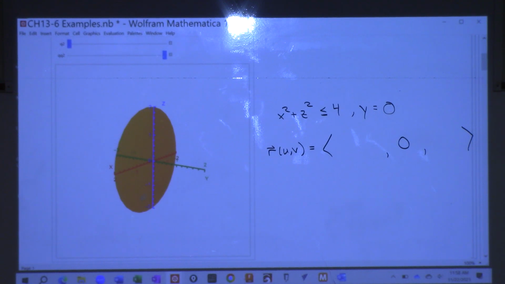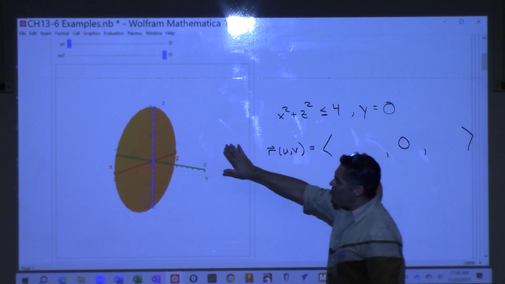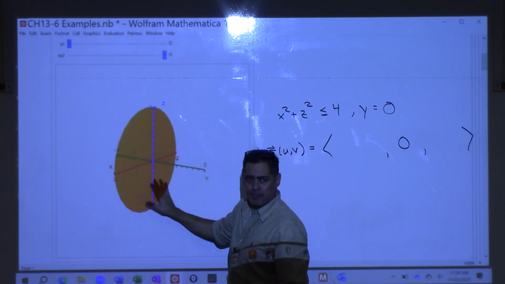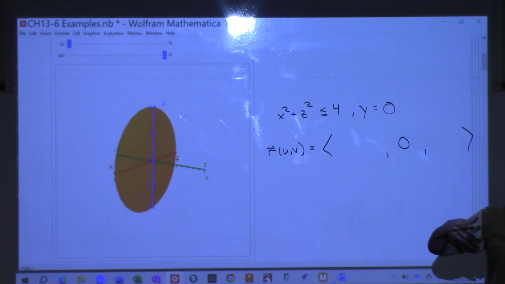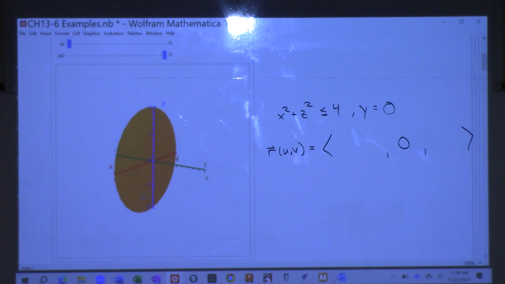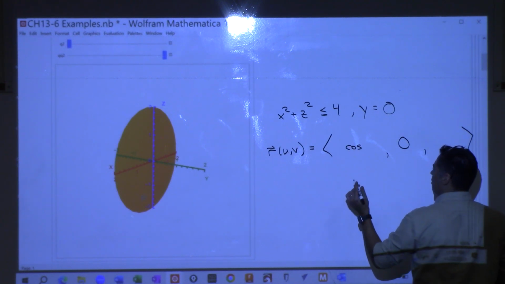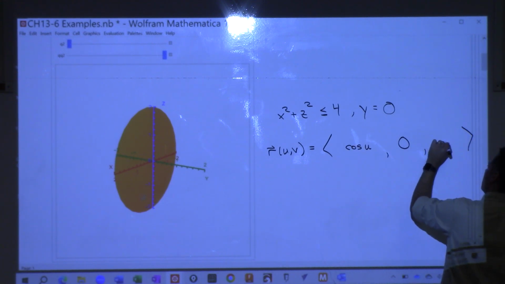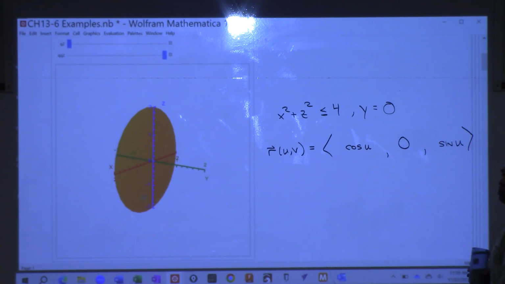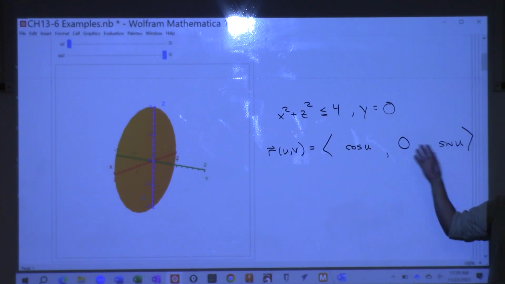Now, what about the x and the z? These points, I need to draw this disk, don't I? Now, we know how to draw circles, don't we? Cosine theta, sine theta. And then we put an r in front to adjust the radius. So I'm going to put here cosine, I can't use theta. I've got to use either u or v. So I'm going to use u: cosine u, sine u. That would draw me a unit circle in the xz plane.